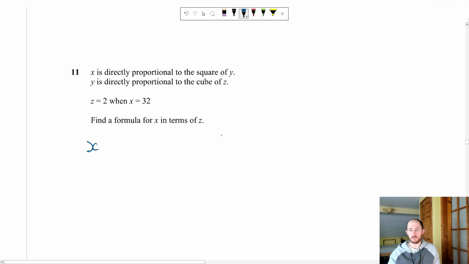So x is proportional to y squared. We also have that y is directly proportional to z cubed. Now, because of this, I can actually sub this into here. That means x must be proportional to z cubed squared. In other words, x must be proportional to z to the power of 6.